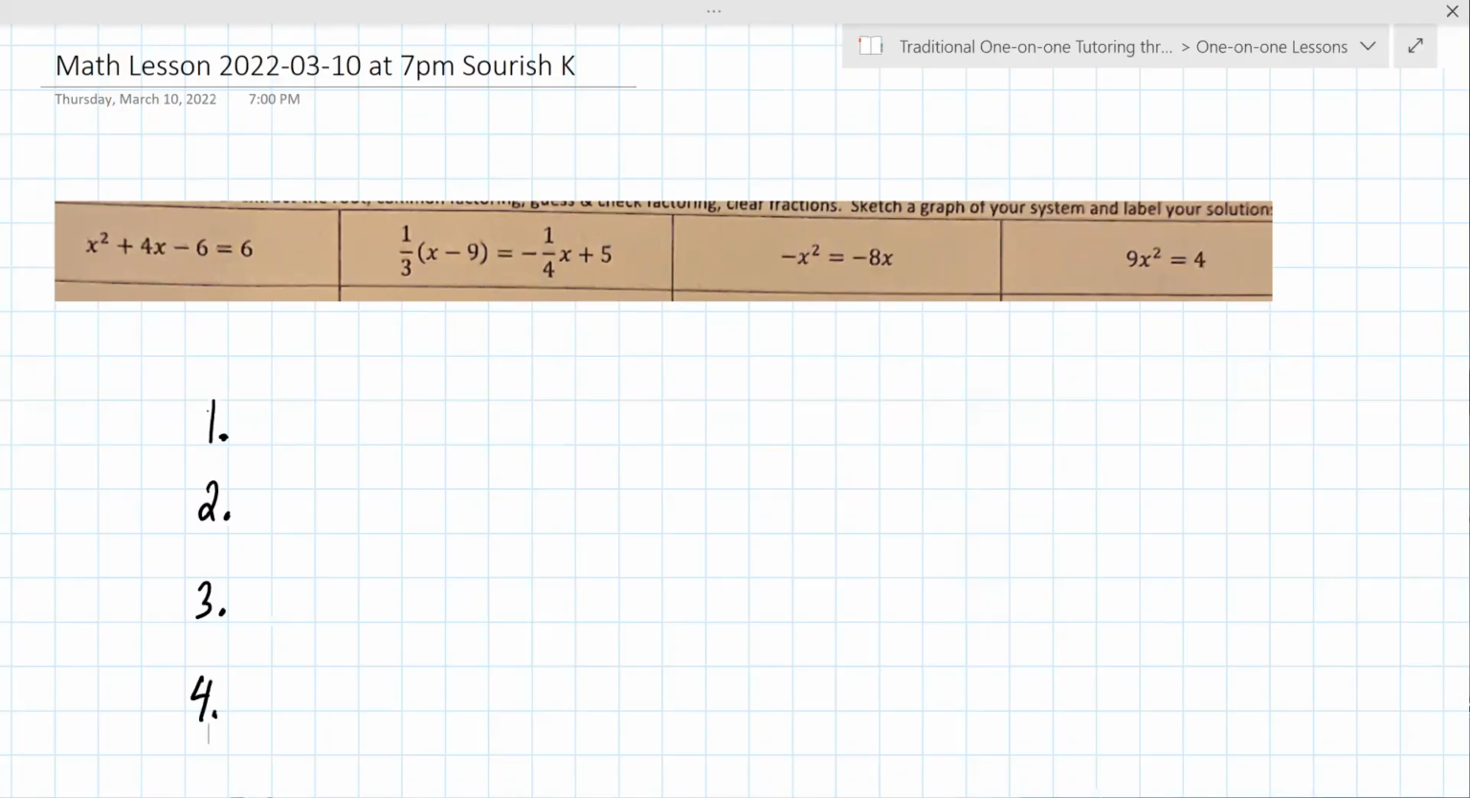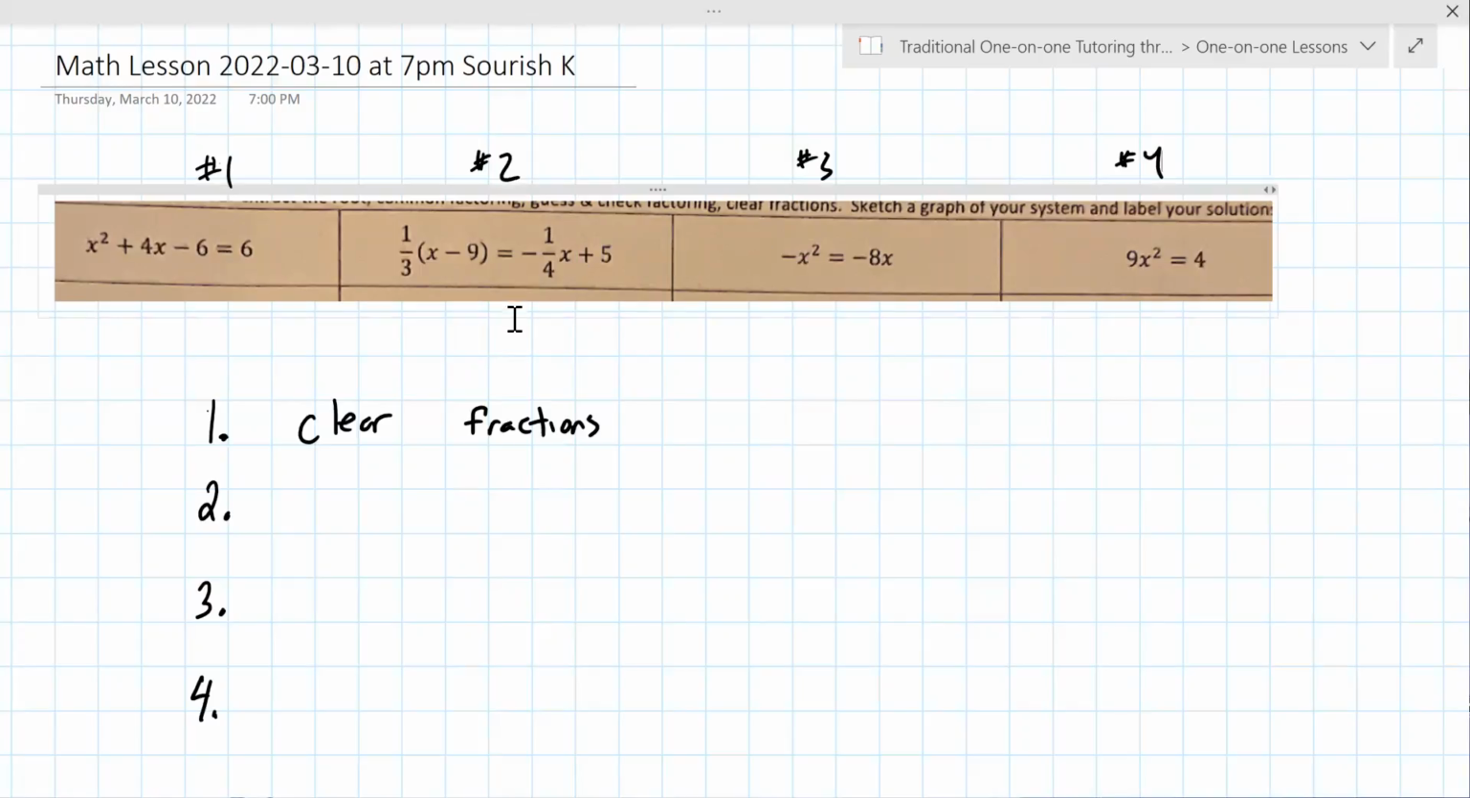Okay, so let's do these in a certain order here. Let's talk about clear fractions. This method you would use when there are fractions. So out of these, number 1, number 2, number 3, number 4, which one has fractions? Which one has fractions? Out of these 4.